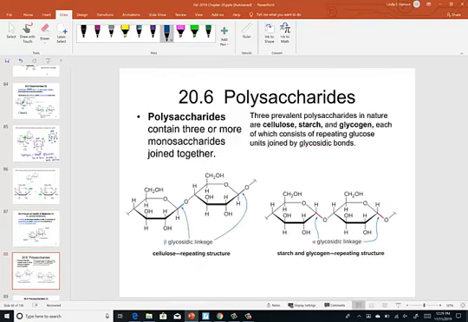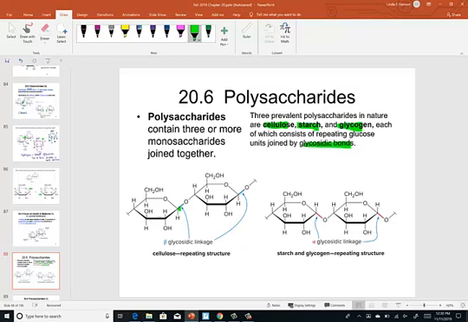And now moving forward to 20.6, the polysaccharides. They contain 3 or more monosaccharides joined together. And so again, just repeating units with glycosidic bonds. So same glycosidic bonds. And the 3 most common that we see are cellulose, starch, and glycogen.